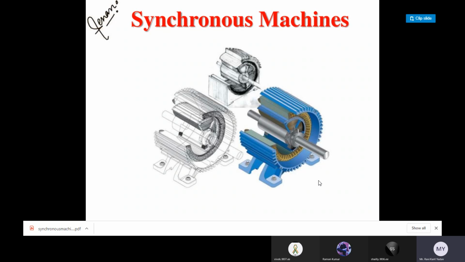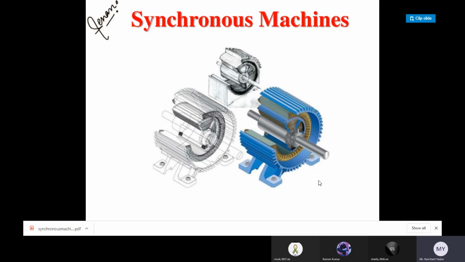If we are talking about the salient pole synchronous machine, it has larger diameter, smaller axial length, and it operates at low frequency, around 1500 rpm. If we are talking about the cylindrical synchronous generator, it operates at a higher speed, around 3000 rpm. This is the basic difference between salient pole and cylindrical pole synchronous generators.